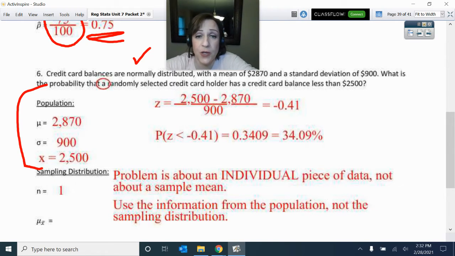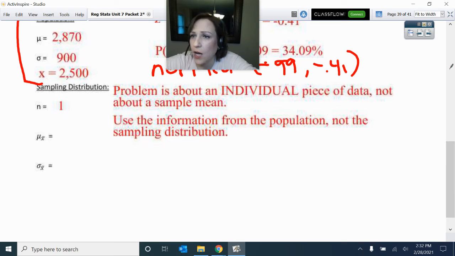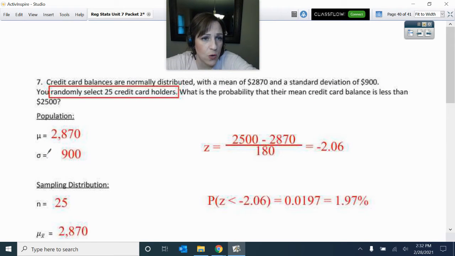We were wondering about that 2,500, comparing it to that mean with that standard deviation, and we wanted to go less than that, so our z-score is negative 0.41. We then did our norm CDF from negative 99 up to that negative 0.41, and there we go, 34% of credit card holders would have less than $2,500. All right, number 7, here we go.